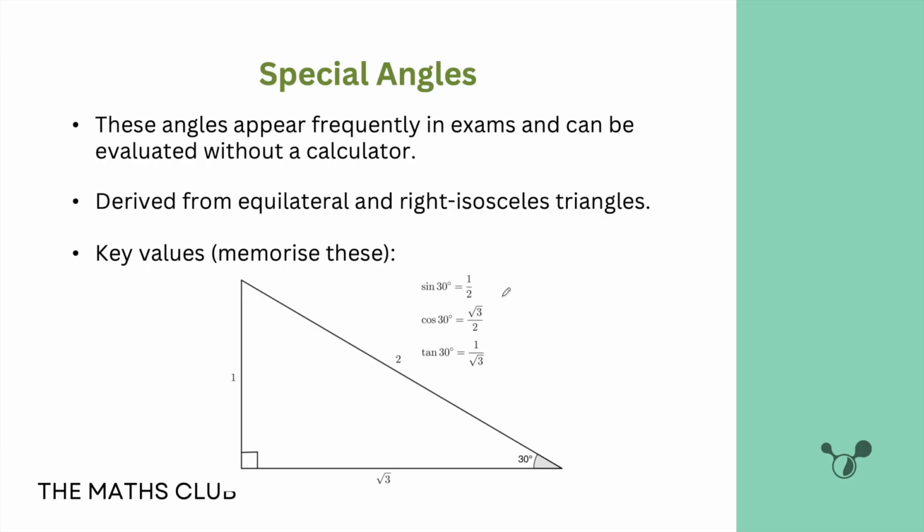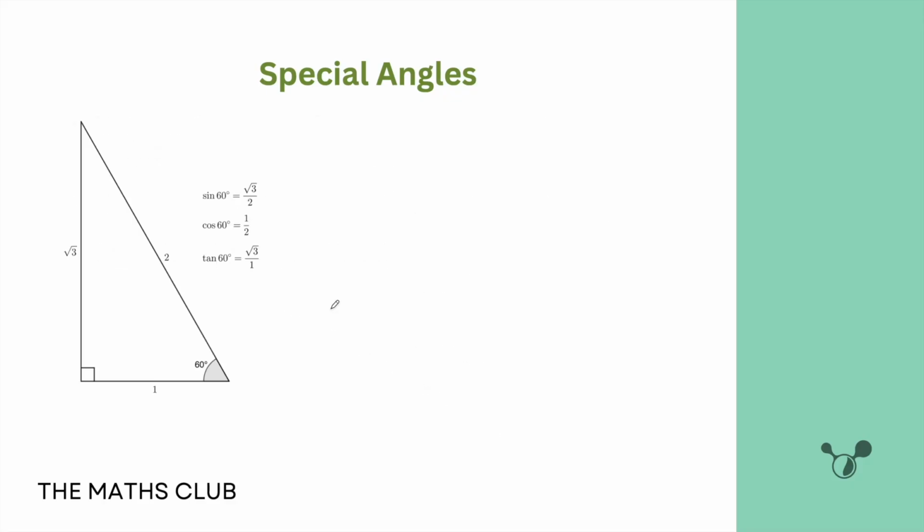So we found for 30 degrees, this is the triangle, basically just repeating the same thing. Sine 30 degrees is 1 over 2, cos 30 degrees is root 3 over 2, tan 30 degrees is 1 over root 3, or if you rationalize it, root 3 over 3. Now for 60 degrees too, we've done that. Sine is root 3 over 2, cos 60 degrees is 1 over 2, and tan 60 degrees is root 3 over 1, which is the same as root 3.